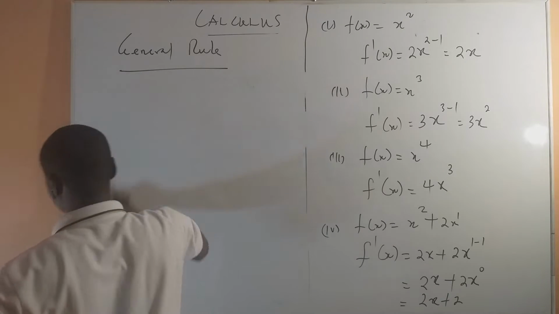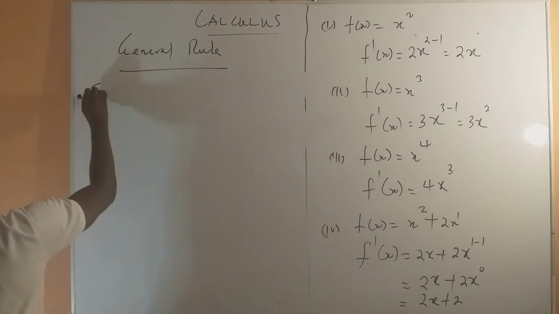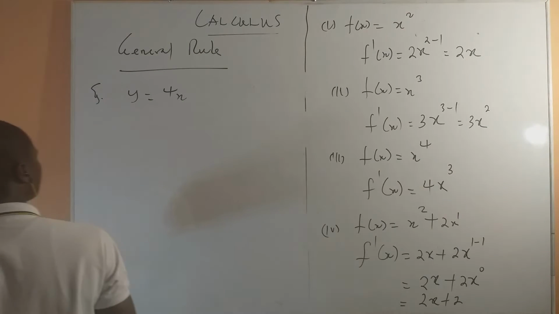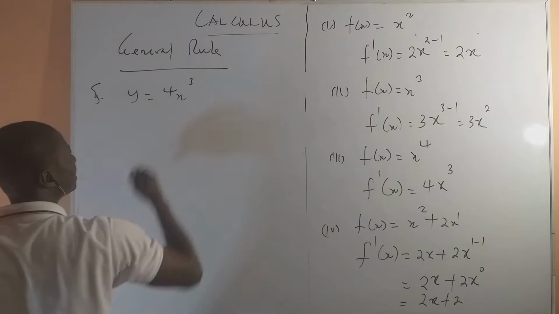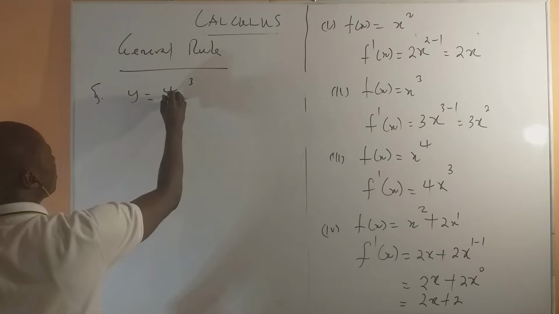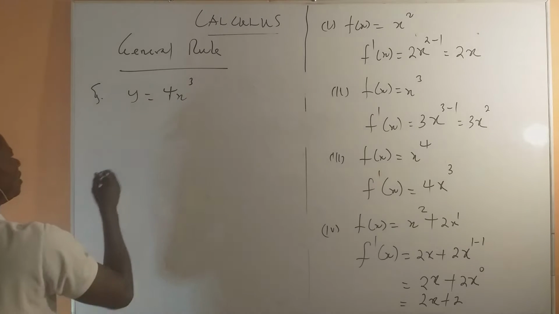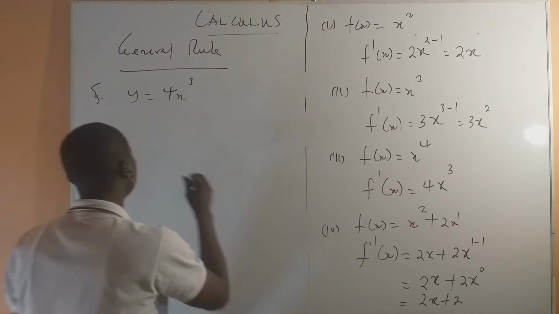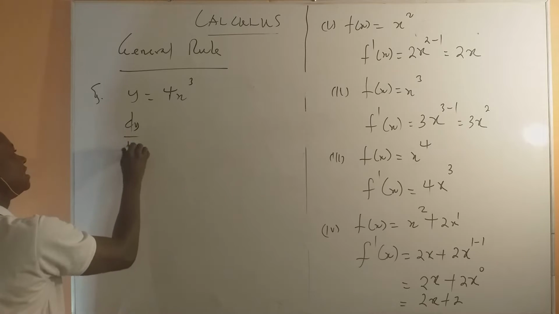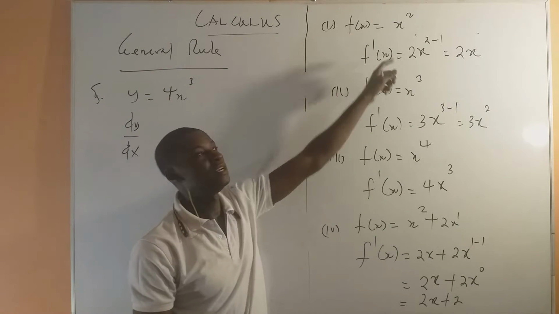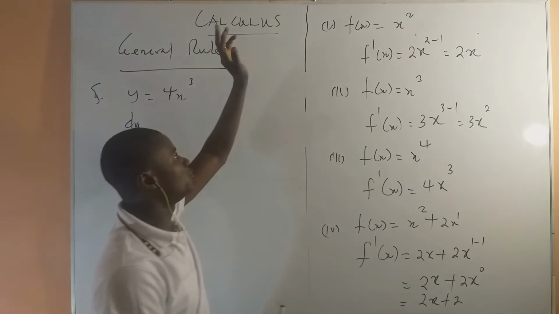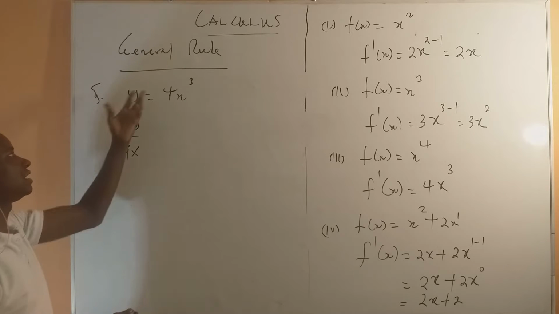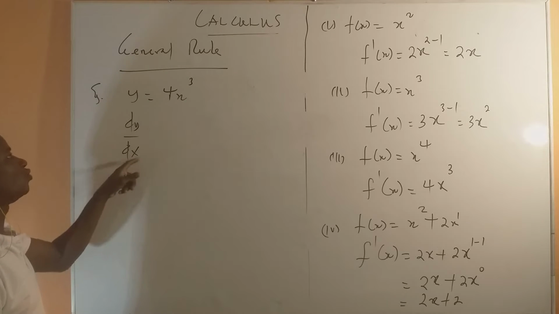So let's take a few examples. Let's assume that we are given y equals 4x exponent 3 to differentiate. Because the function is given as y, instead of writing f prime of x, we rather write dy dx. It's the same as f prime of x. But when the function is given in terms of f, then you use f prime of x. But if it's given in terms of y, then use dy dx. So dy dx is the differentiation. That means you are differentiating y with respect to x.